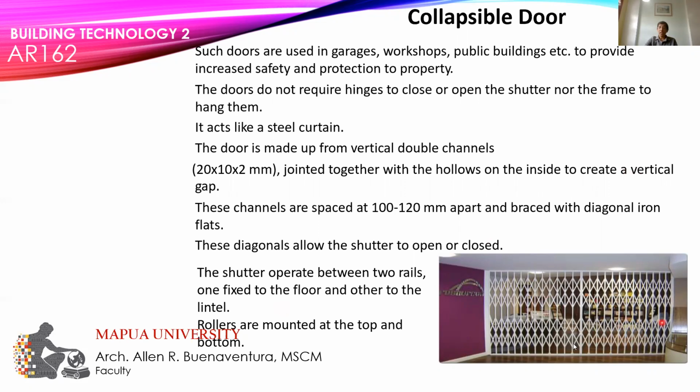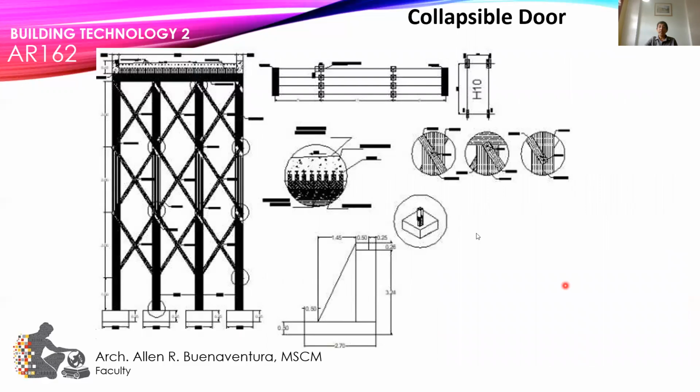Okay, so this is an elevation, a picture of a collapsible door. In the Philippines, this is called the accordion door. It's made of flat steel metal, and you can push the accordion door on one end and push it to the other end. This was usually used during the early 1970s to 1980s in the Philippines. So this is a typical elevation of a collapsible door, and this is the plan of a collapsible door.